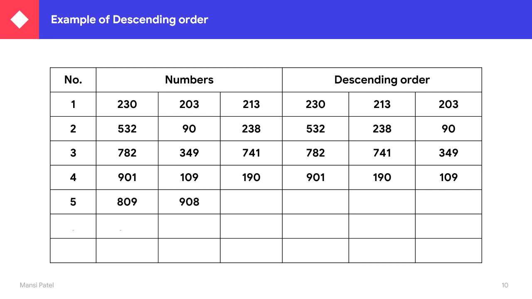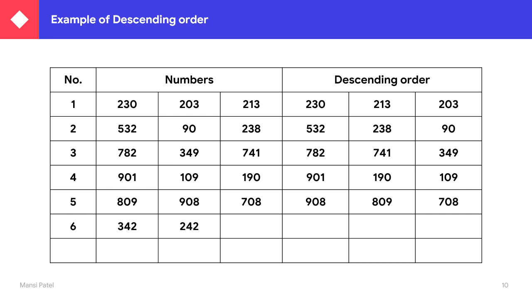Number 5: 809, 908, 708. From these three numbers, which is the biggest? You see the first digit: 8, 9, 7. So your 908 is the biggest number. So write it down first, then 809 and then 708.